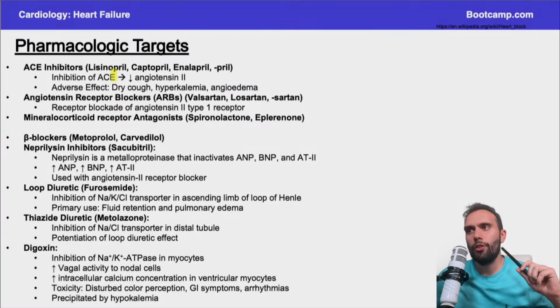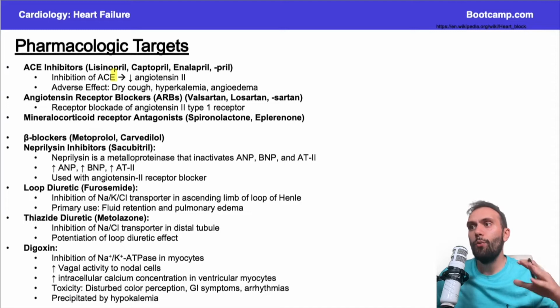Now, a lot of these pharmacologic targets we've talked about in great detail in the RAS video, so I'm going to go a little bit faster through these. If you want a more detailed explanation, go back and check that video out. But ACE inhibitors, again lisinopril, captopril, and enalapril, cause decreased levels of angiotensin II, which is very, very helpful in heart failure, right?